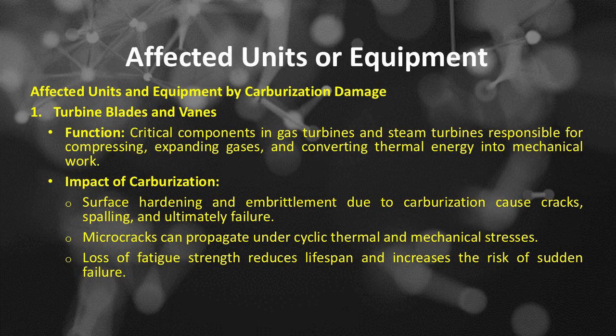Number 1 is turbine blades and vanes. Function: critical components in gas turbines and steam turbines responsible for compressing and expanding gases, and converting thermal energy into mechanical work. Impact of carburization: surface hardening and embrittlement due to carburization cause cracks, spalling, and ultimately failure. Microcracks can propagate under cyclic thermal and mechanical stresses. Loss of fatigue strength reduces lifespan and increases the risk of sudden failure.